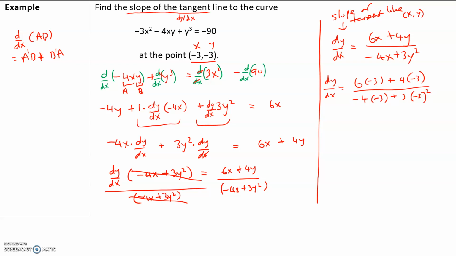If I simplify the numerator, then my dy/dx will equal negative 30. If I simplify the denominator, negative 4 times negative 3 is 12. Negative 3 squared is 9. 9 times 3 is 27. 27 plus 12 is going to be 39. And if I reduce this by 3, then I get dy/dx is equal to negative 10 over 13.